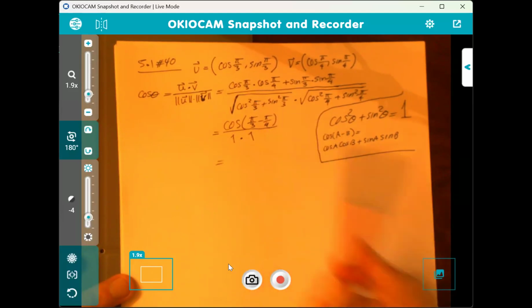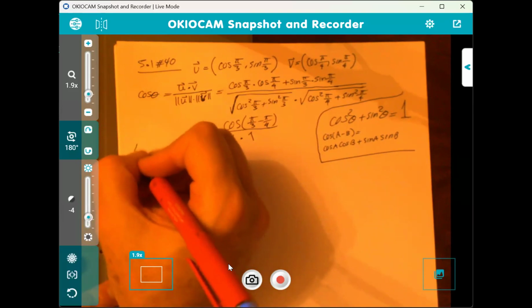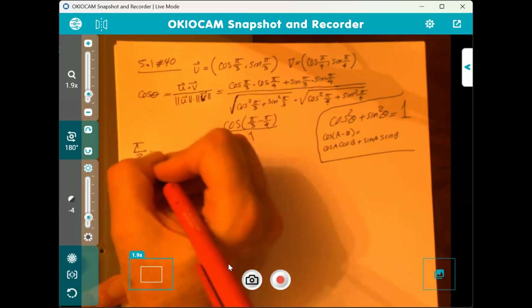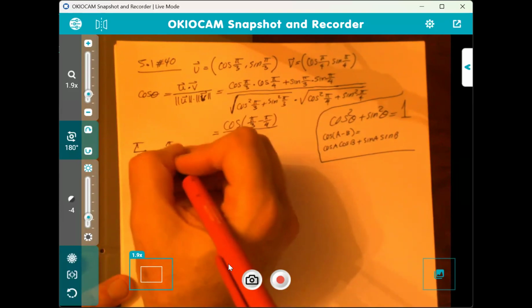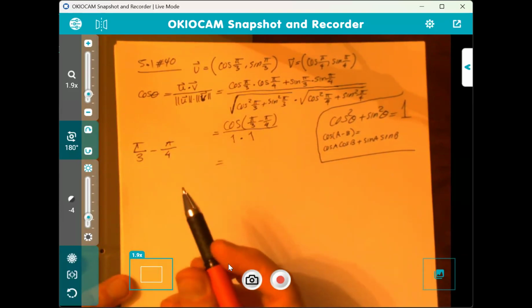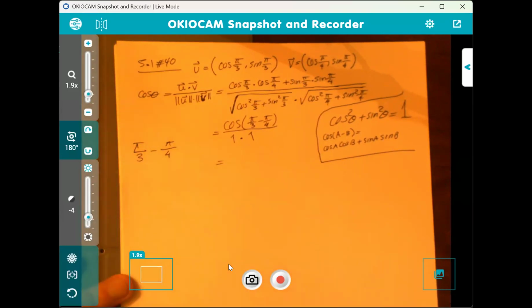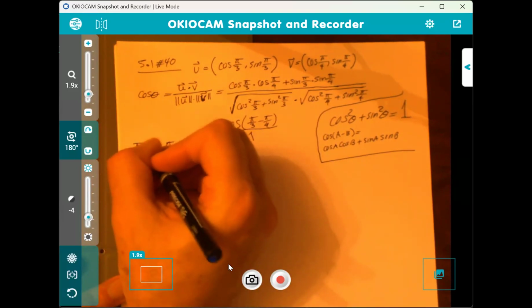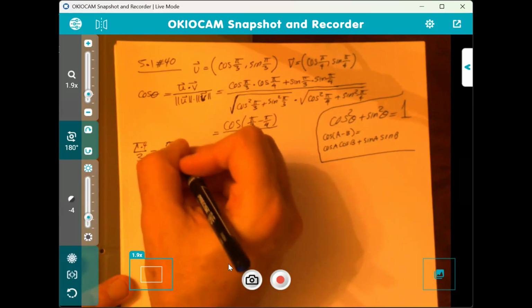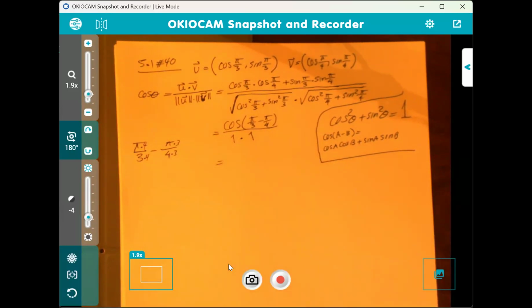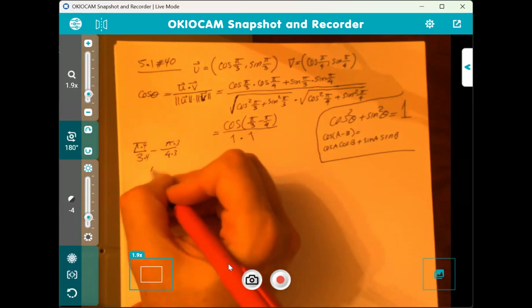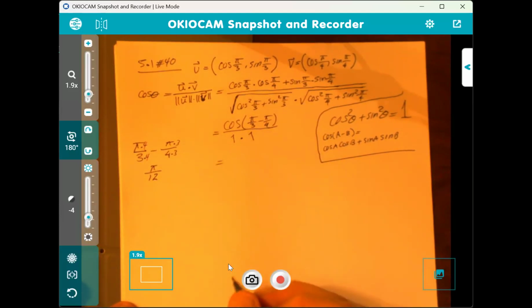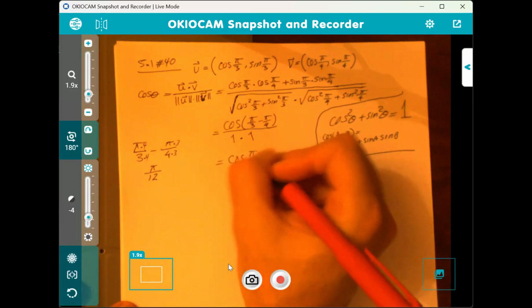Now, pi over 3 minus pi over 4, let's do that on the left side. Pi over 3 minus pi over 4. Because I'm combining fractions, I need the LCD, and the LCD is going to be 12, right? So I'm going to multiply top and bottom of this by 4, top and bottom of this one by 3. And what are we going to get? We're going to have 4 pi minus 3 pi. That's just pi. The denominator is 12. Unless I made a mistake, that's just going to be pi over 12. So the answer is cosine pi over 12.